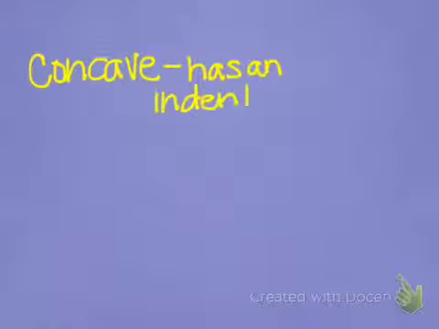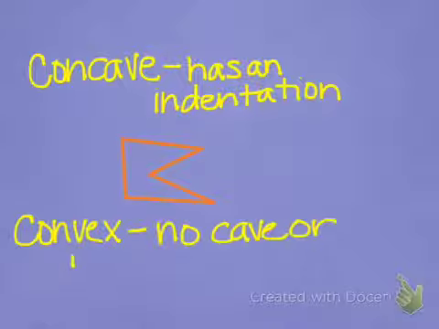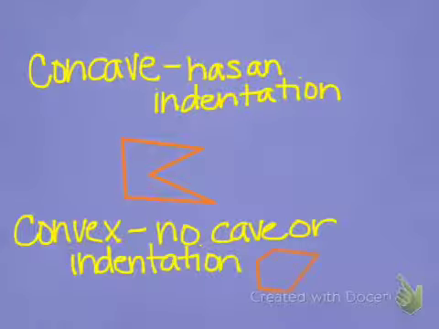Now we'll talk about what it means to be concave. A concave figure has an indentation in it, and a convex figure has no indentation. A quick way to test whether something is concave or not is to pick any 2 points inside the figure. If you can draw a line that goes outside of the shape, then it is concave. If the line stays inside the shape for any 2 points that you pick, then the figure is convex.